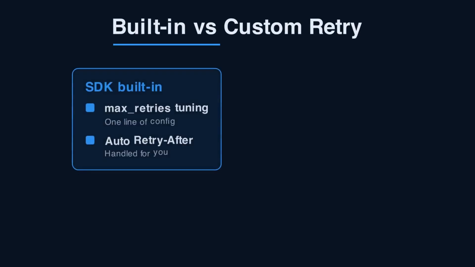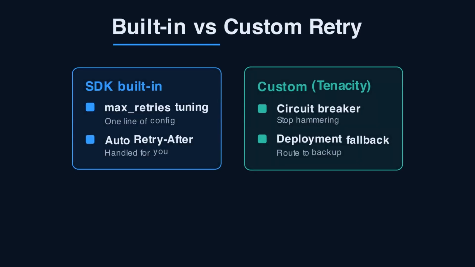So when do you outgrow the built-in behavior? The SDK is perfect when you want simple, per-call resilience and you trust its backoff curve. You write your own when you need richer control: a circuit breaker after repeated failures, custom jitter, logging and metrics on every attempt, or a fallback to a second deployment when the primary is throttled. The rule of thumb: start with the SDK's max retries, and only add a library like Tenacity when you have a concrete requirement the SDK can't express. Don't stack both blindly, or you'll multiply your effective retry count.